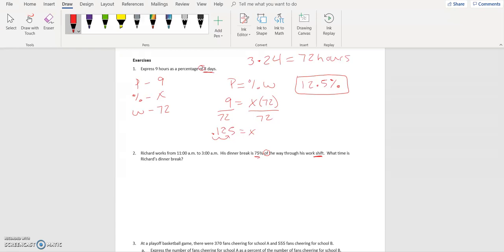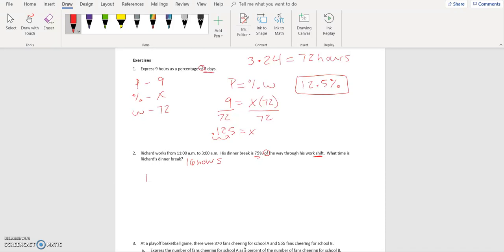Okay, so 11 a.m. to 3 a.m. We need to figure out how long his shift is. So we're just going to count 11 to 3 a.m. So 11 a.m., 12 p.m., and then 1, 2, 3, 4, 5, 6, 7, 8, 9, 10, 11, 12. So I'm at 13 hours. And then 1 a.m., 2 a.m., 3 a.m. So that's 16 hours. So his shift is 16 hours. That's a very long shift.